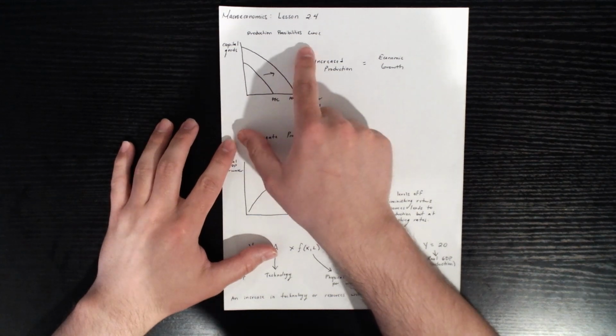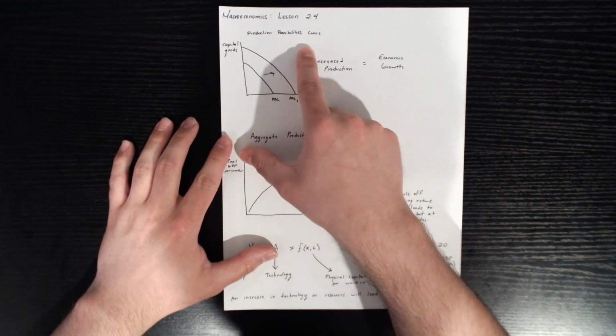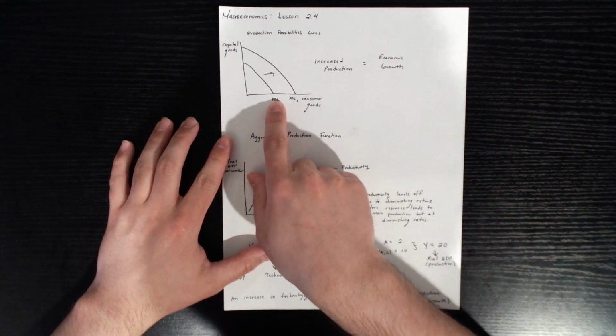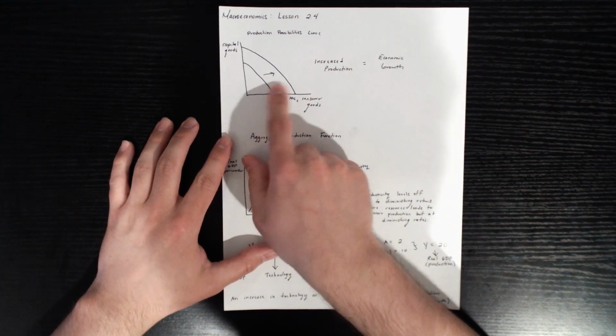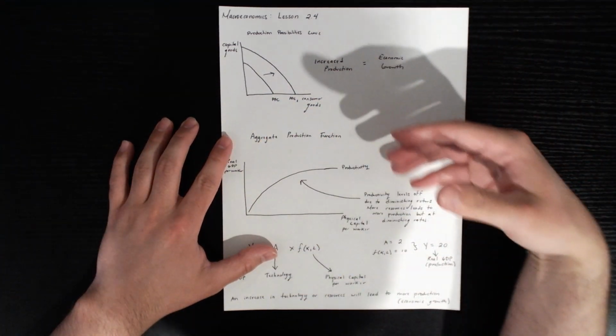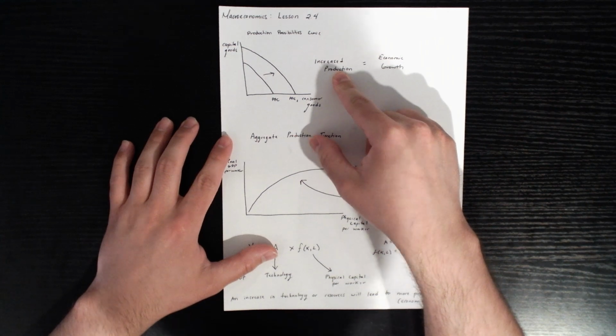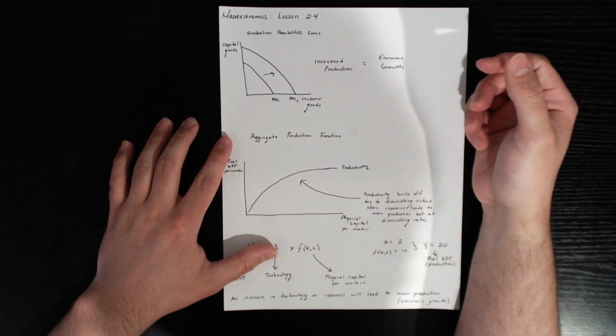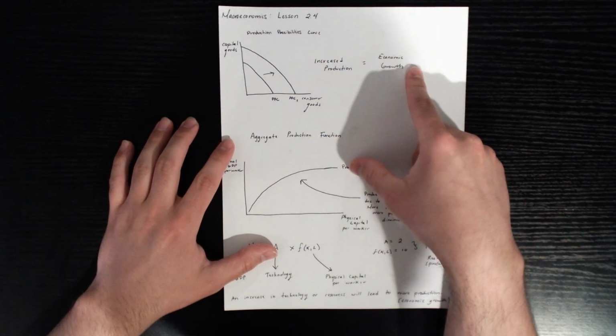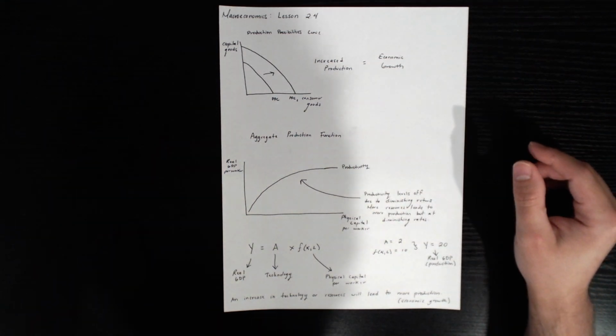So here we have the production possibilities curve. And you can see here that if the production possibilities curve shifts to the right, that indicates that we are increasing our production. And when we are able to increase our production, this is called economic growth for our society.